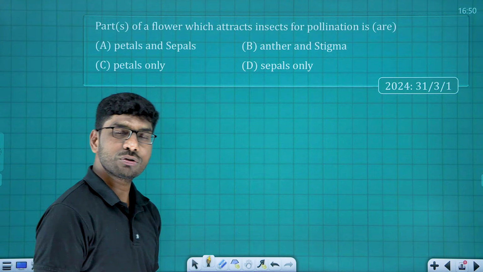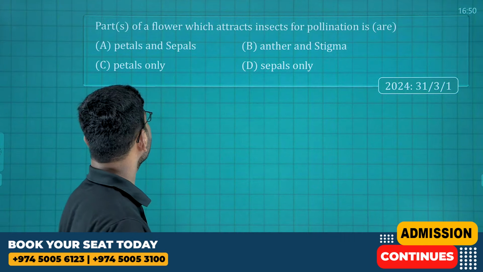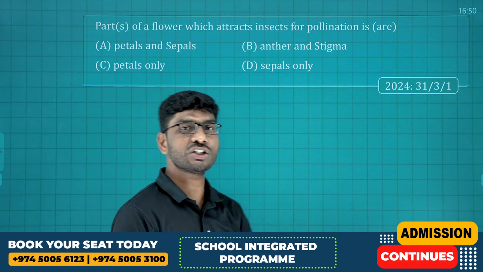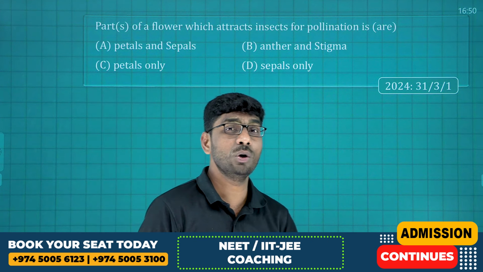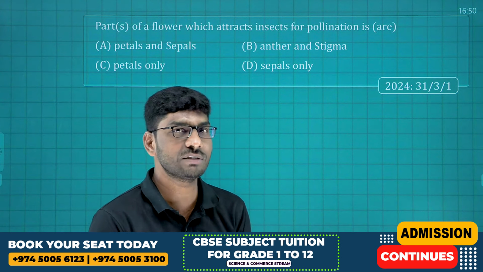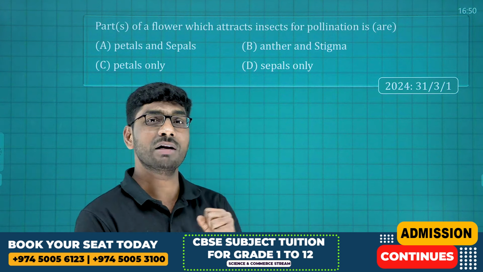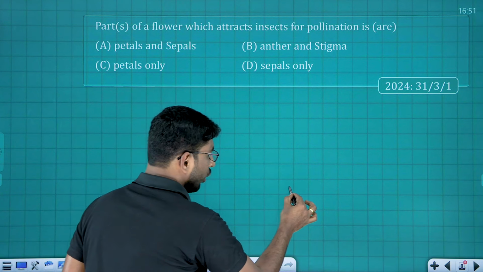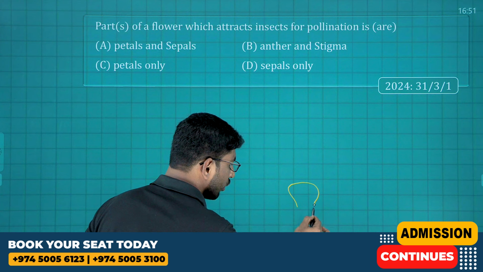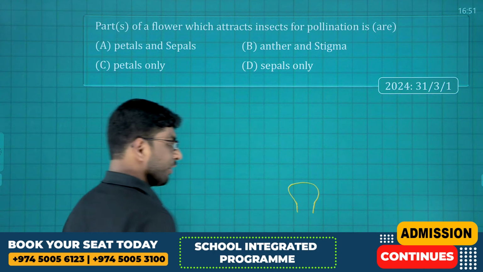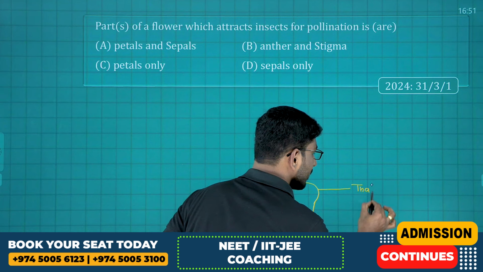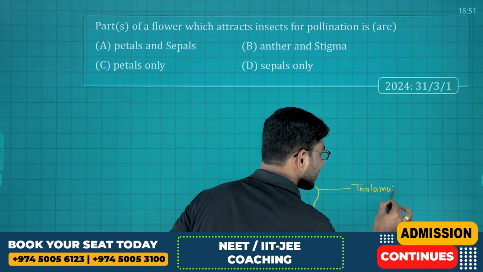2024 again. How do organisms reproduce? One more type of question: parts of a flower which attract insects for pollination. Now we are slowly entering sexual reproduction. So far we discussed asexual reproduction related questions. Now, sexual reproduction. If you are able to recall, what are the sexual organs of a plant? Flowers. Now, what is this swollen structure? This swollen structure is called the thalamus. Yes or no? Thalamus we can also call the receptacle.